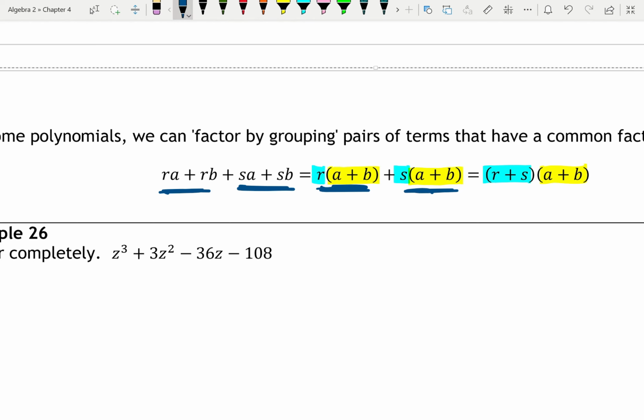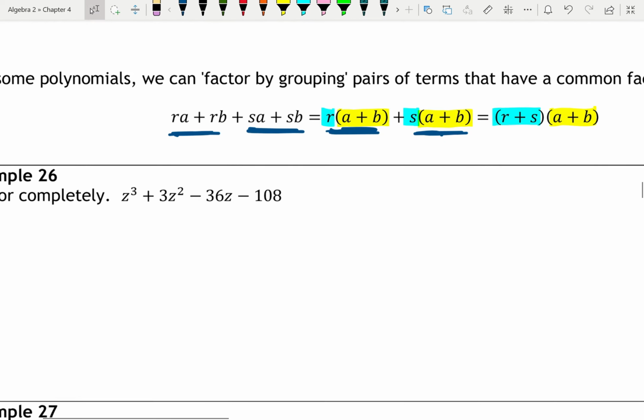So that's what I'm going to do in problem number 26. We look at the first 2 and the last 2. Looking at the first 2, there's a z cubed plus 3z squared. I'm going to pull out a z squared, and I'm left with z plus 3.